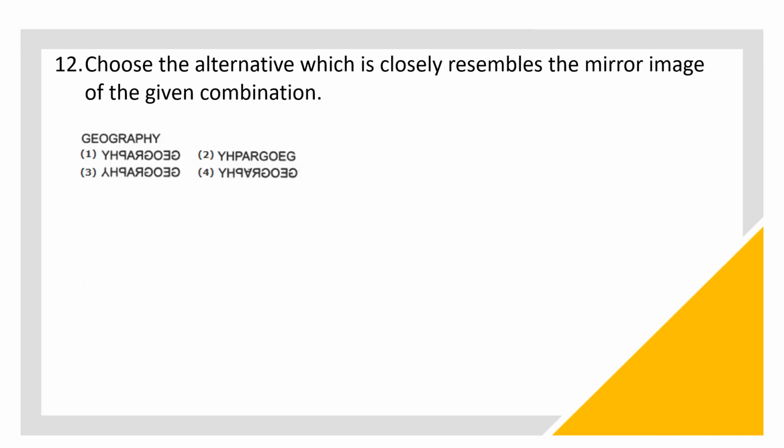Next, geography. So first what will come? Y will come. In option 3 observe Y is identical. So in option 3 Y is changed upside down. So this is a wrong answer. Next check Y, H. Y, H are identical. So in 3, 1, 2, 4 options Y, H are same.